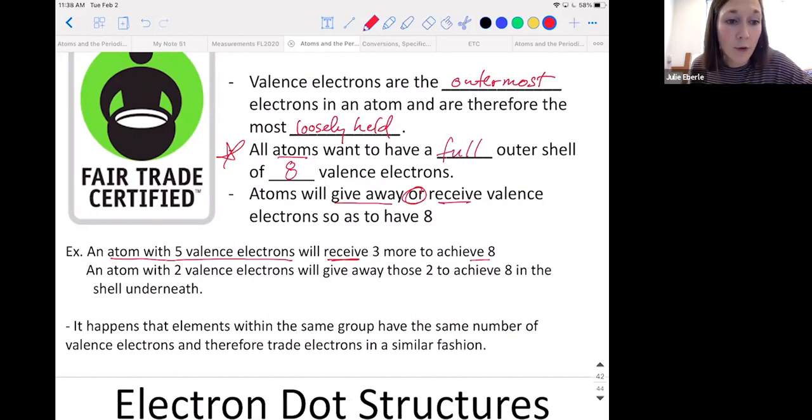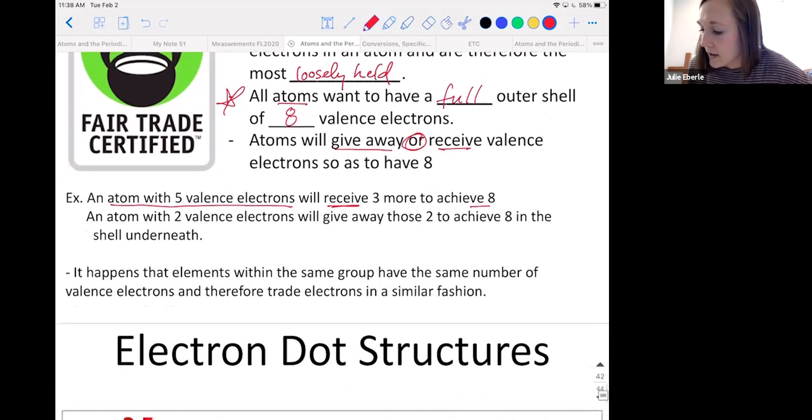Bailey says, what about group 8? Since they have all of theirs, what do they do? This is why group 8 doesn't like to react with anybody, because they're like, don't come trying to get any electrons from me. I don't want to give anybody any electrons, and I don't want to take any electrons from anybody else. So that's why we say they're inert. Does that answer your question, Bailey? They just don't react. They can react, they can participate in chemical reactions, they just don't like to.